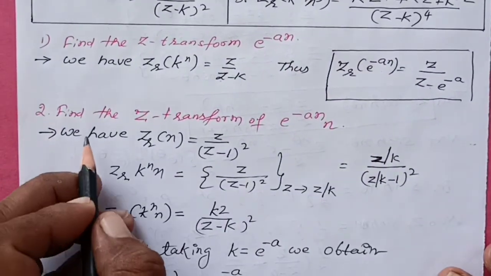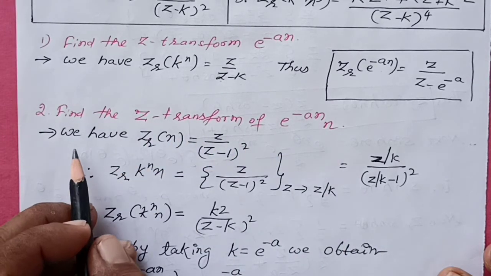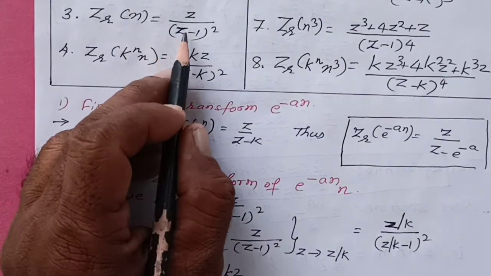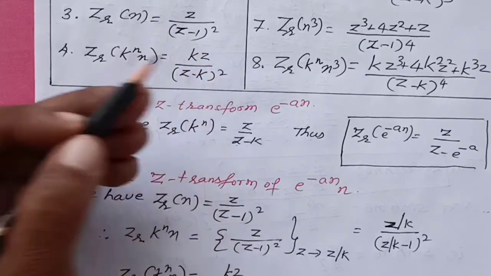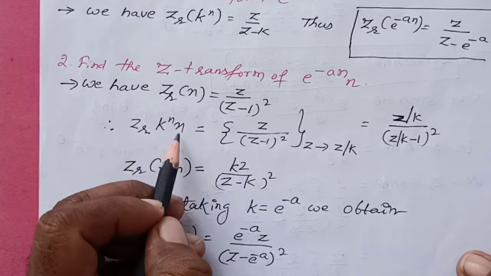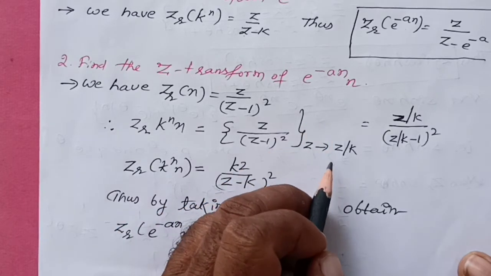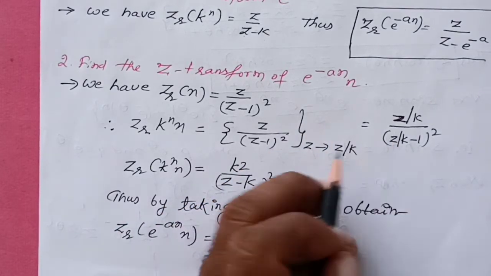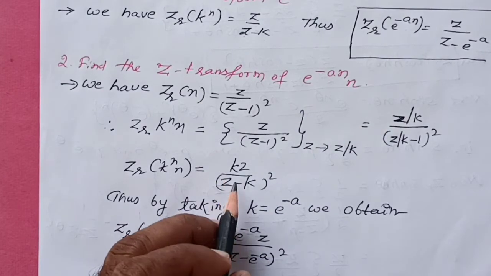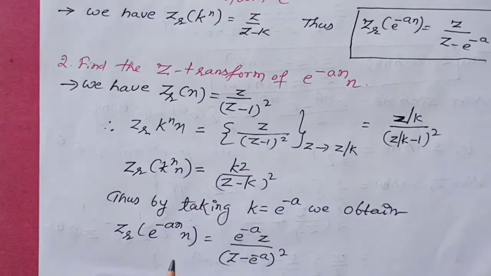Another problem, we'll check. Find the Z transform of e raised to minus a n into n. We have the Z transform of n. What is that? The Z transform of n is Z divided by Z minus 1 the whole square. The Z transform of K raised to n into n is obtained from Z upon Z minus 1 the whole square, where Z tends to Z by K. That is Z by K divided by Z by K minus 1 the whole square, or we have a direct formula, Kz divided by Z minus K the whole square.